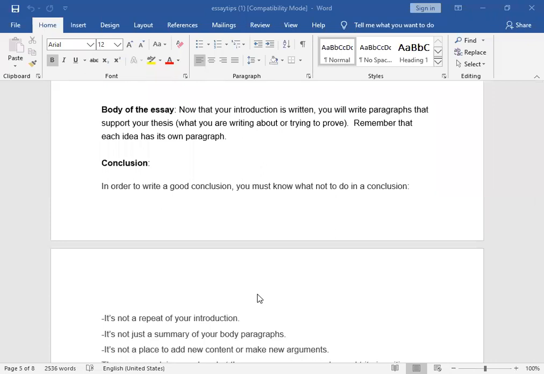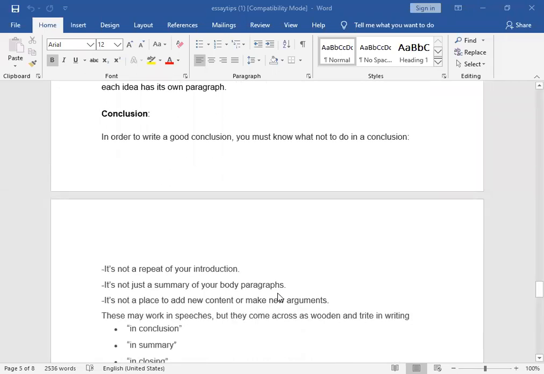So, in order to write a good conclusion, you must know what to do and what not to do in a conclusion. So these are the things you're not supposed to do. One, it is not a repeat of your introduction.